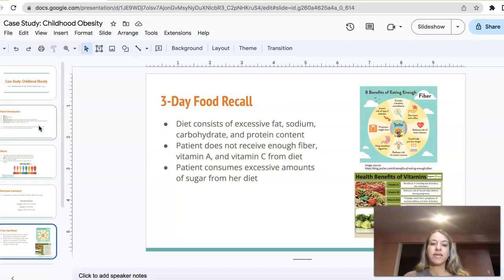So when looking at the patient's 3-day food recall, the biggest factors that were highlighted were that her diet consists of excessive fat, sodium, carbohydrate, and protein content, and the patient was not receiving enough fiber, vitamin A, and vitamin C from her diet. As well, the patient consumes an excessive amount of sugar.